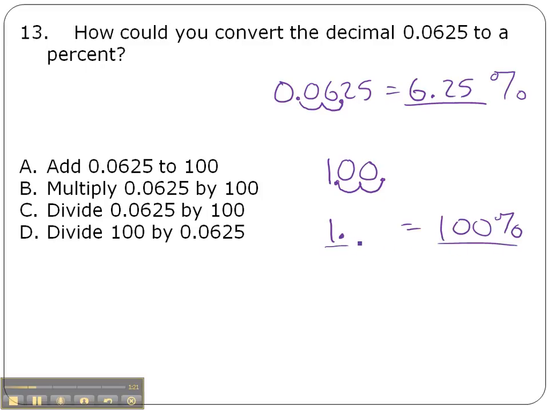So think about a simpler number and what's actually going on, and that will help you answer problems like this. But by moving this decimal 2 places to the right, I've done the same thing as multiplying it by 100. So the answer is answer choice B. Multiply 625 ten-thousandths by 100 to change it to a percent.